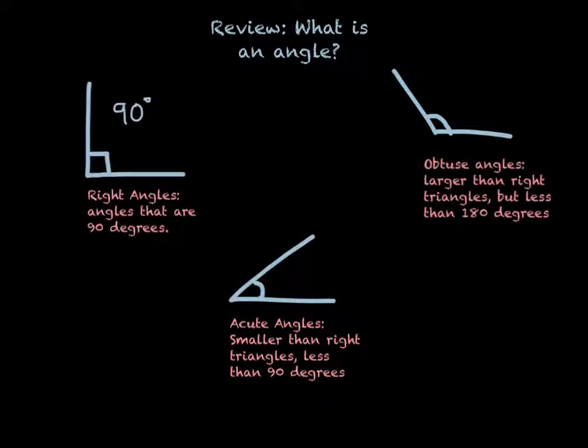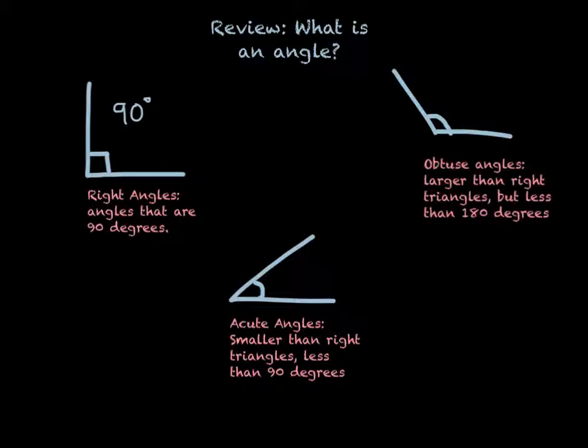So we're going to start with a little review. So we want to know, what is an angle? By definition, an angle is a shape formed by two lines or rays diverging from a common point, which is called the vertex. And we have our three angles. The right angle is the angle that is 90 degrees. Acute angles are smaller than right angles and less than 90 degrees.